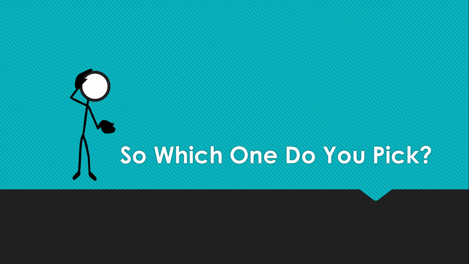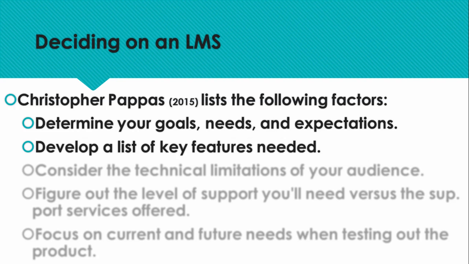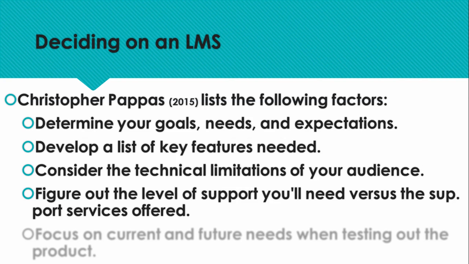So, with all of these choices, how do you know which one to pick? Well, that's not so easy. Essentially, you need to determine your goals, needs, and expectations, and then evaluate which of these learning management systems best fit your specific situation. Other factors to consider include key features that you want included in your LMS, the technical limitations of your audience, the level of support needed versus offered, and you also want to be sure to plan for future needs.